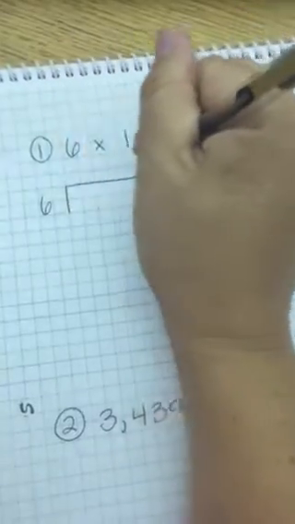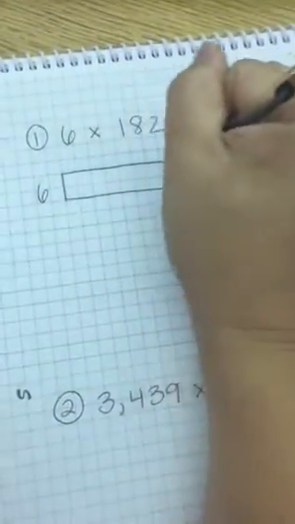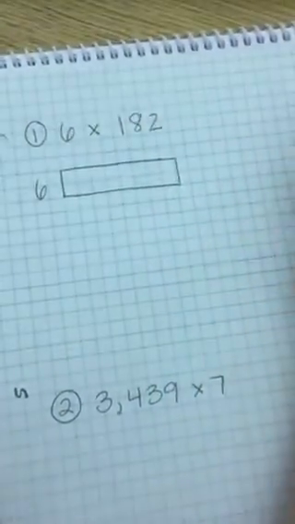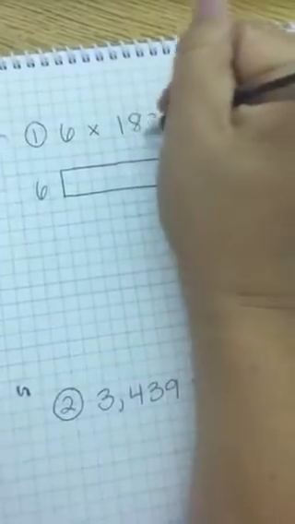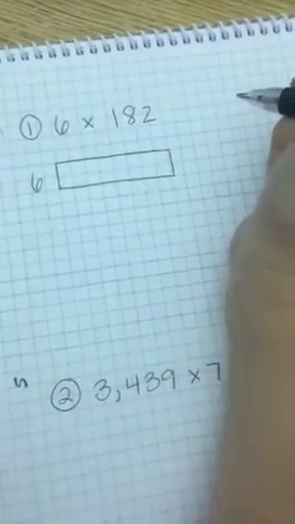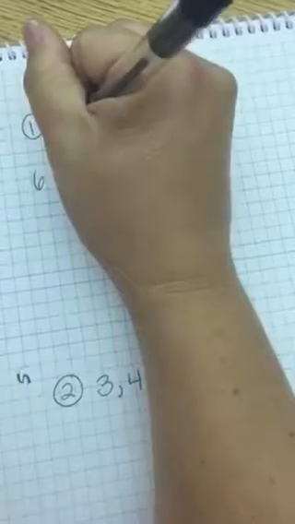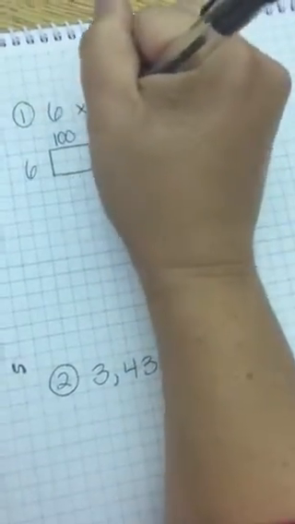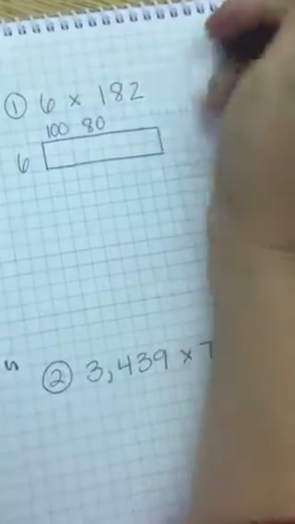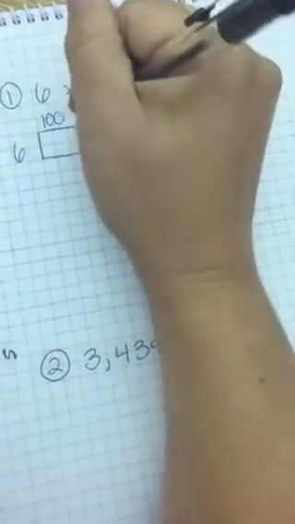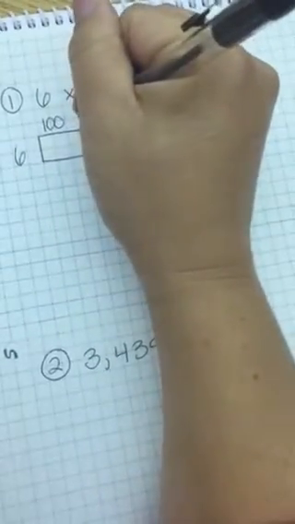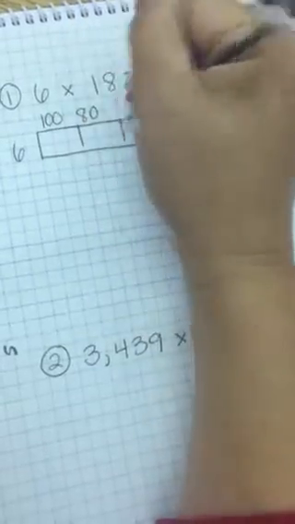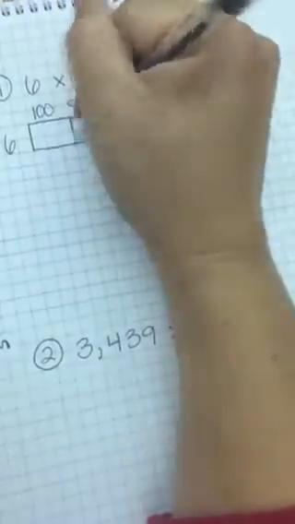draw a model here. So very similar to the other day, you just draw your rectangle and then you write this number here in expanded form. So expanded form would be 100, 80, the 8 in the tens is 80, and then 2. And you also want to make sure that your rectangle is divided up between those as well.